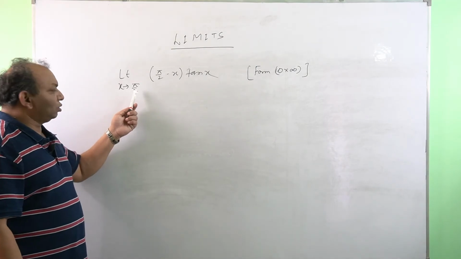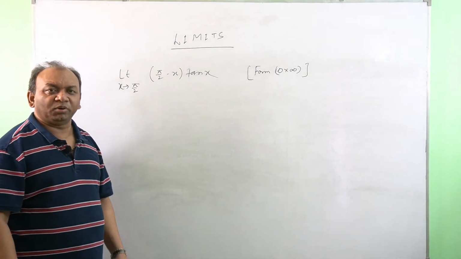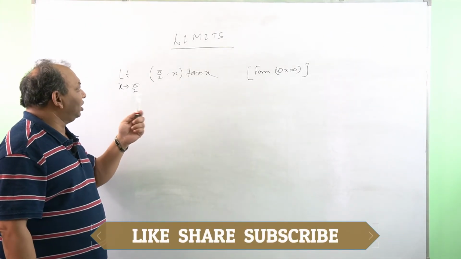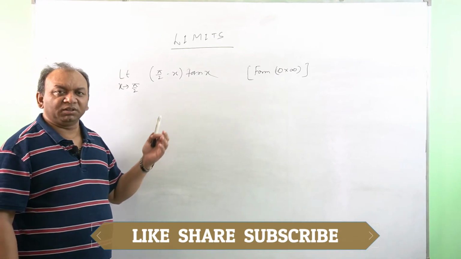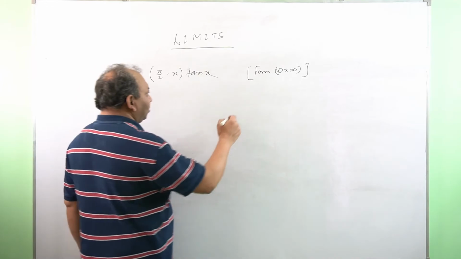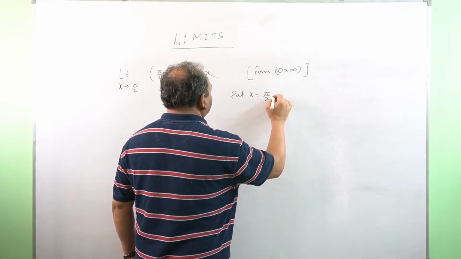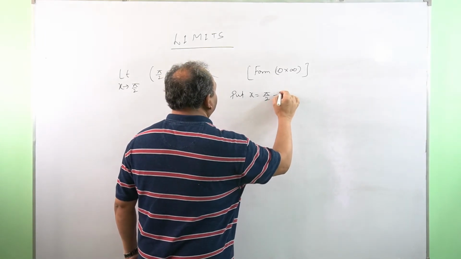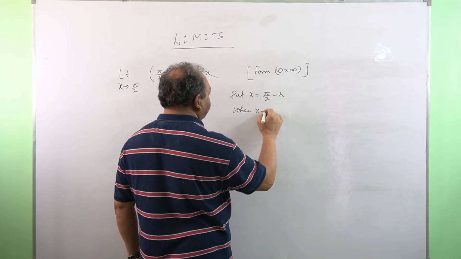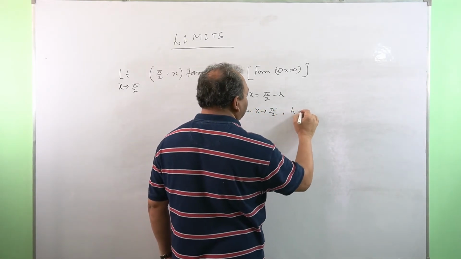Here x tends to pi by 2, which means x is not equal to pi by 2. X approaches pi by 2 either from the left or from the right. So we can put x equal to pi by 2 plus h or pi by 2 minus h to solve this question. So put x equal to pi by 2 minus h. When x approaches pi by 2, h approaches 0.